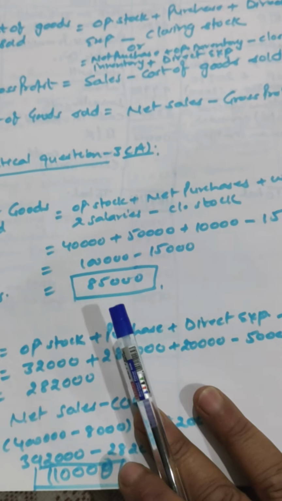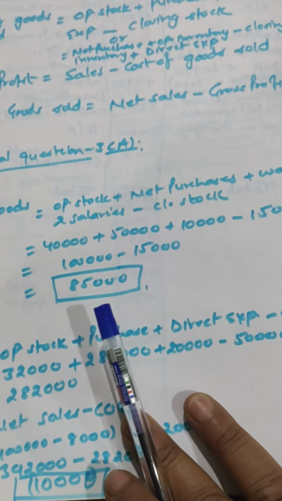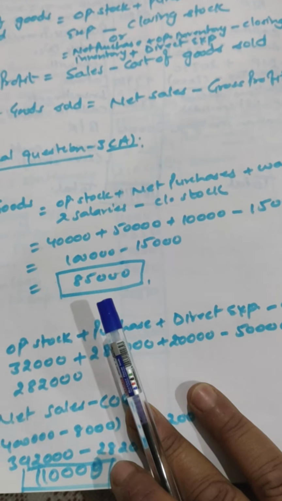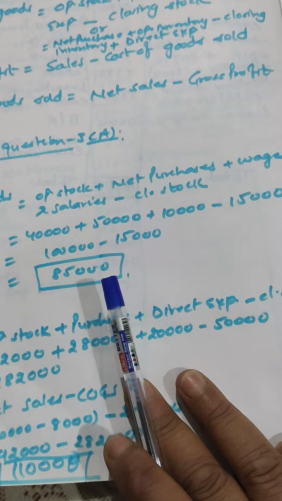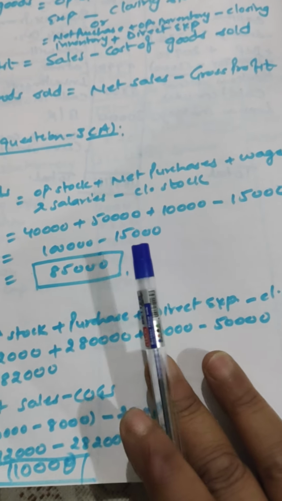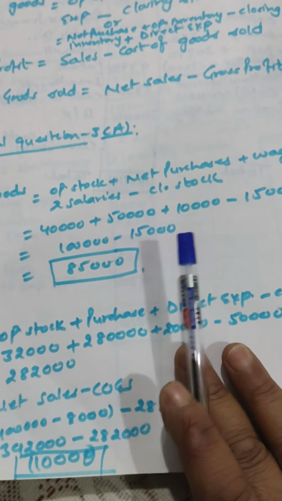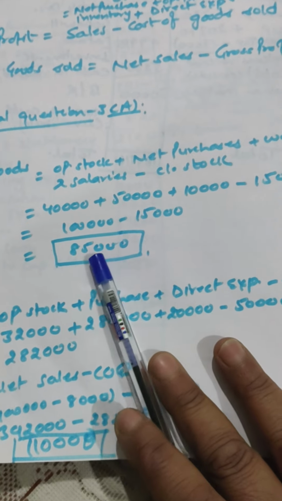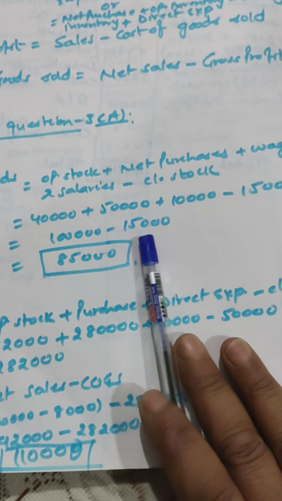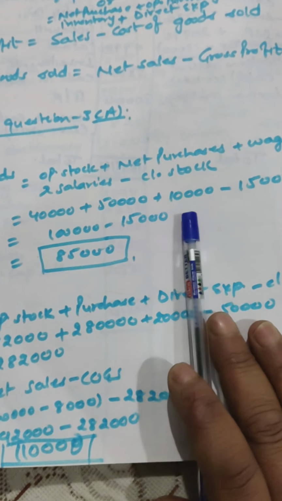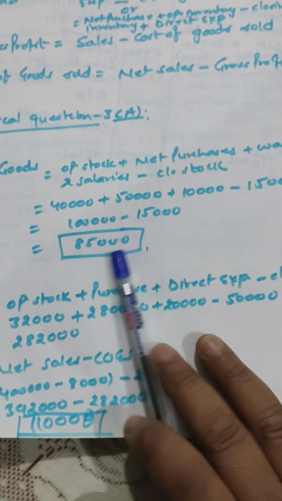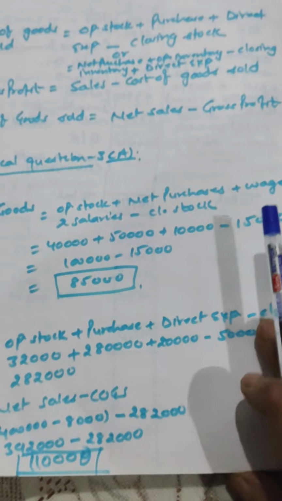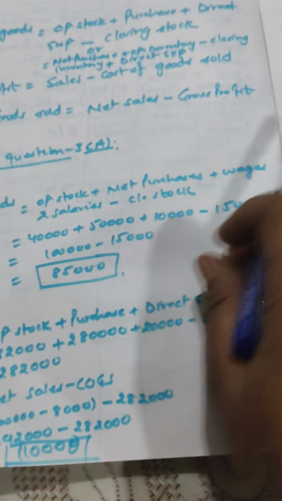Now in practical question number 3a, we have to calculate cost of goods sold, where opening stock is given, net purchases are given, wages are given, salaries are given, and closing stock. So opening stock 40,000 plus net purchases 50,000 plus wages 10,000 minus closing stock 15,000. Answer will be 85,000. 3b also we can do like this.